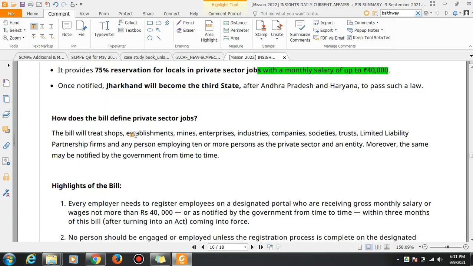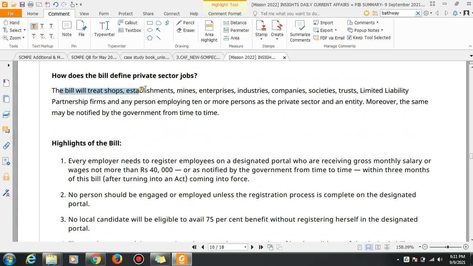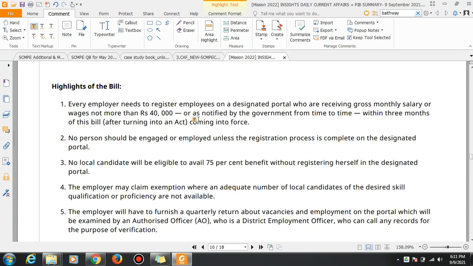How does the bill define a private sector job? The bill will treat shops, establishments, mine enterprises, societies, trusts, LLPs, and any person employing 10 or more persons as a private sector, as notified by the government from time to time. Every employer needs to register the employees on the designated portal who receive a gross monthly salary of not more than 40,000, as notified by the government from time to time, within 3 months of the bill coming into force. No person should be engaged or employed unless the registration process is complete.